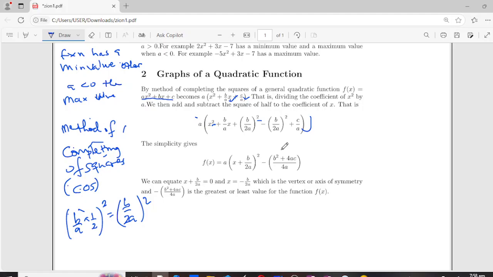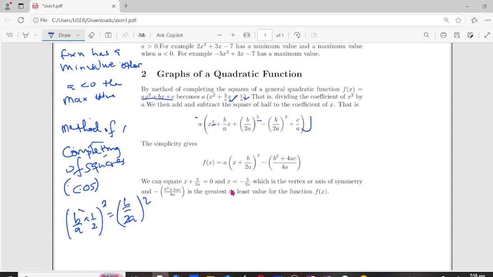So here we can see that we have minus b over 2a all squared, and that gives us minus b times b is b squared over 2a all squared becomes 4a squared. So we have this plus c over a, and that simplifies so that we will get this constant here.